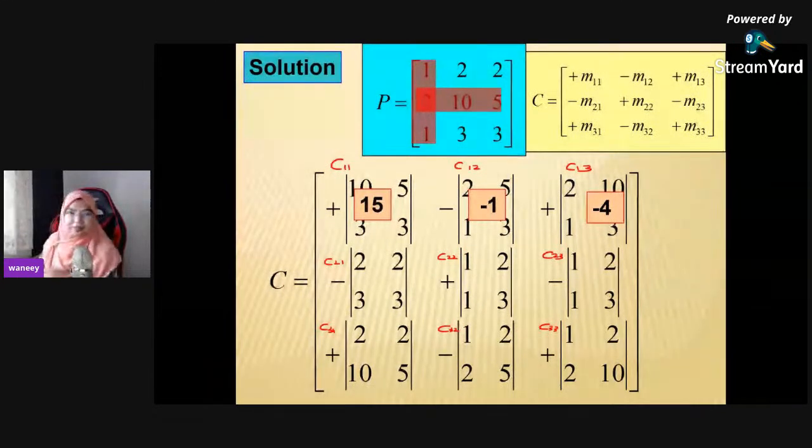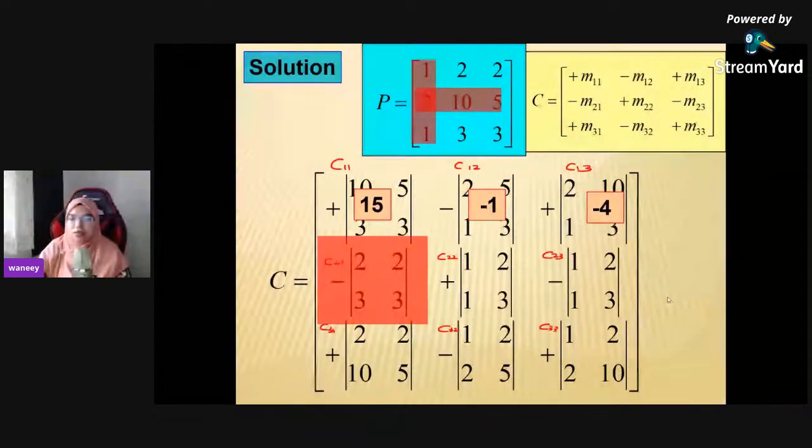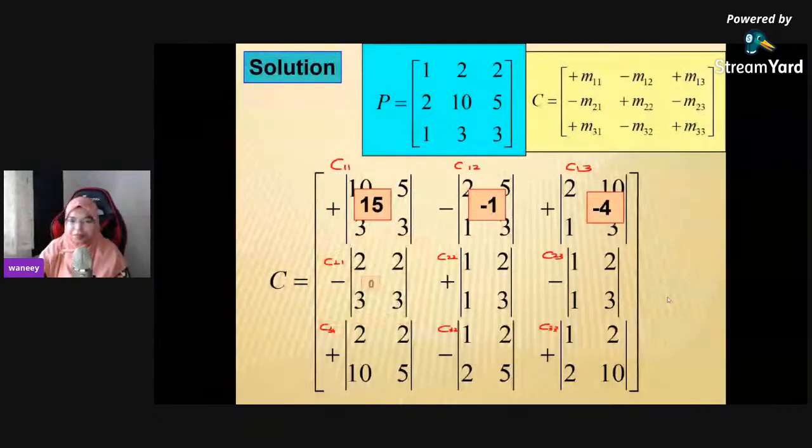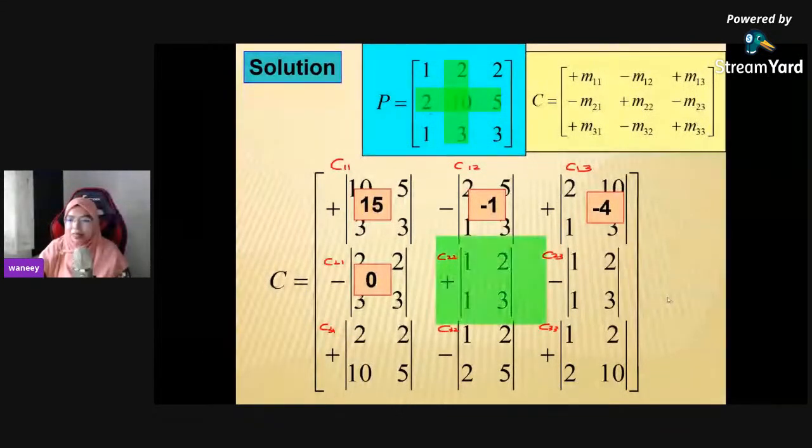Okay, done. Okay, so now let us check what is the value for C21. Okay, so deleting second row, first column. So 2, 2, 3, 3. That will become 0. Deleting second row, second column. So 1, 2, 1, 3. So 1 times 3 minus 2 times 1. So it will become 1.